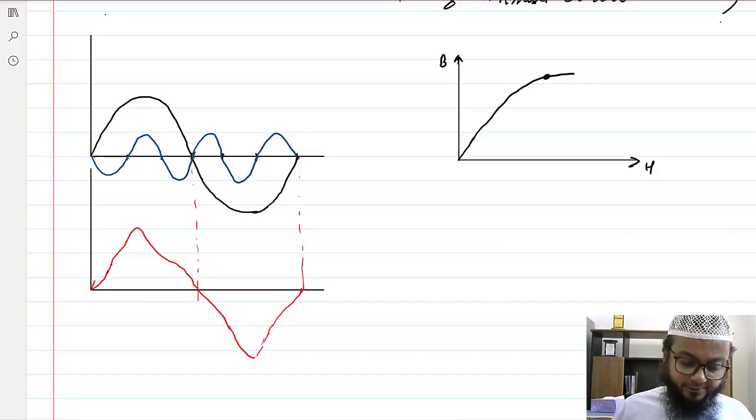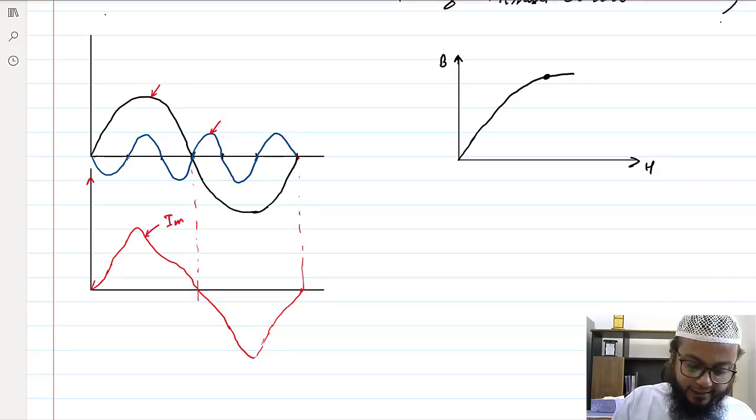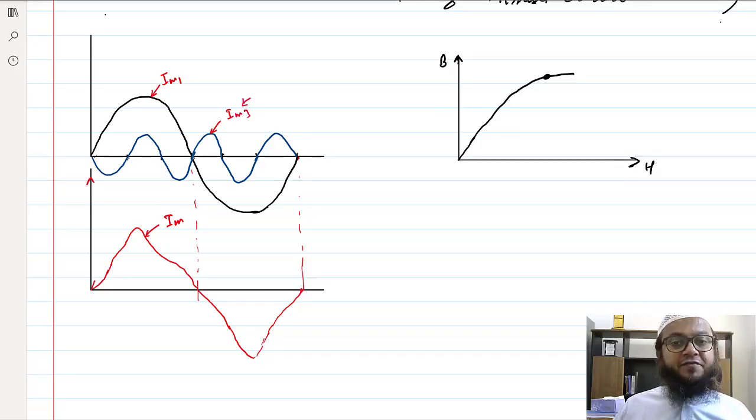So if you see here, this is the fundamental magnetizing current of one phase, and this is the harmonic component in it, and this is the actual magnetizing current. This is IM1, and this I would say is IM3, which is the third harmonic component. Even the fifth harmonic component is also there, but the main concern is because of this third harmonic, so that's why I'm discussing it here.